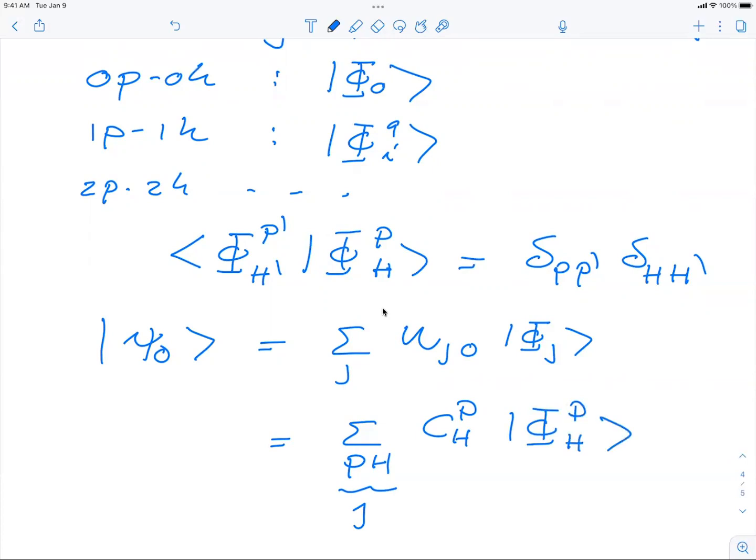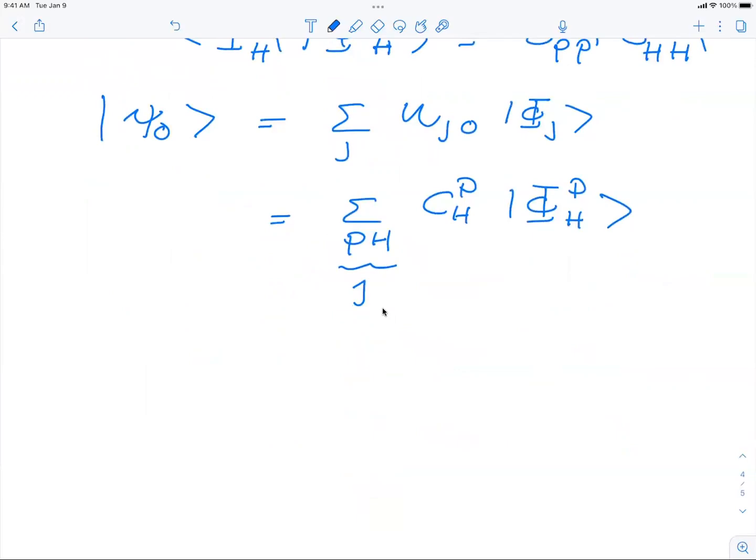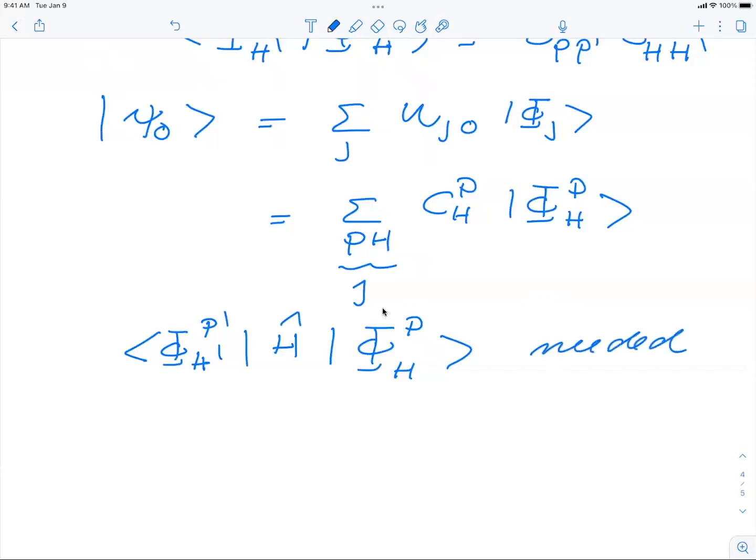So when you act with the Hamiltonian, in order to set up this Hamiltonian matrix, we are actually going to need matrix elements of the type where we now have a phi H prime of P prime. And then we would have the Hamiltonian, which acts on the system. And on the bra side, we would have another particle-hole state. It could be a zero particle-hole state if we want to. So these are the matrix elements we need. So these are needed when we move over to our first real many-body method.